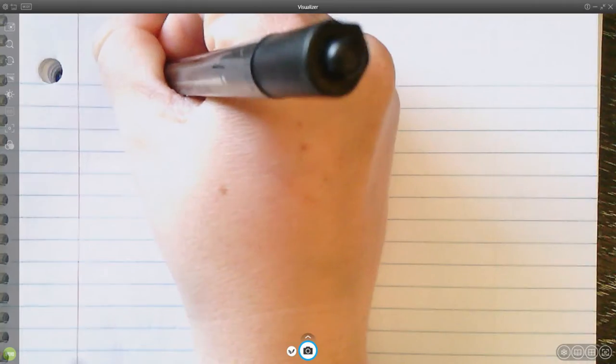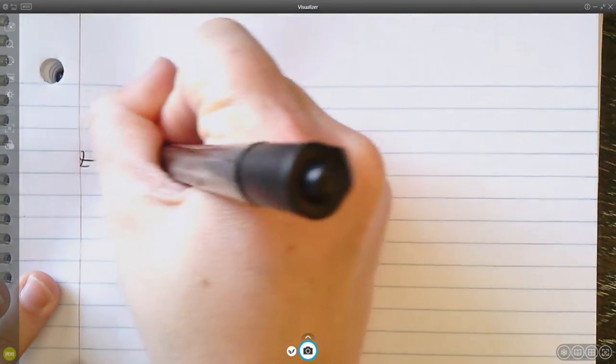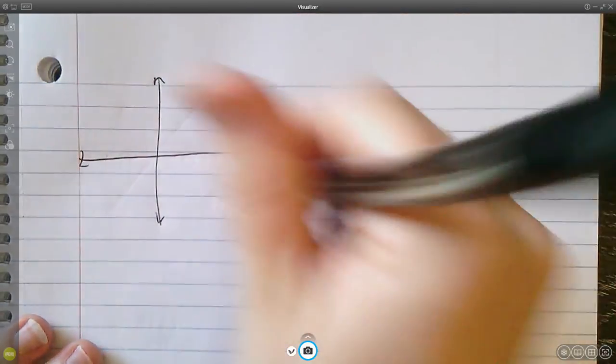Hi everyone. Today we are going to be looking at a solution to a system of equations. A system of equations is really just a fancy way of saying two or more equations put together. So if we are graphing, make an x and y axis.